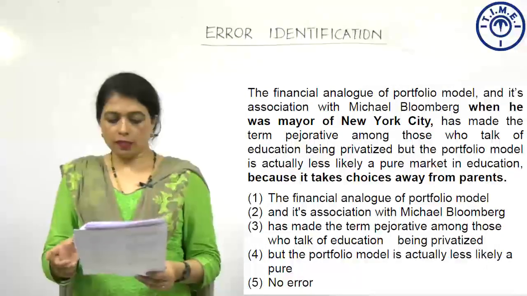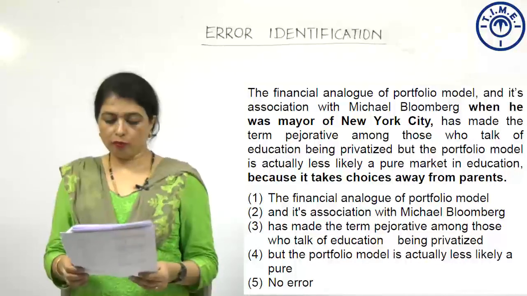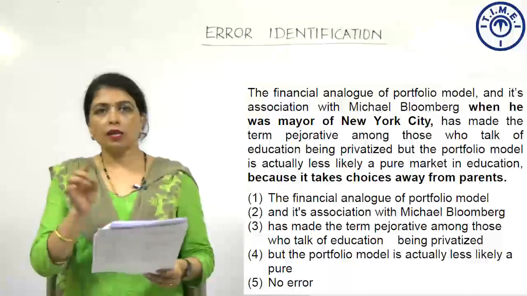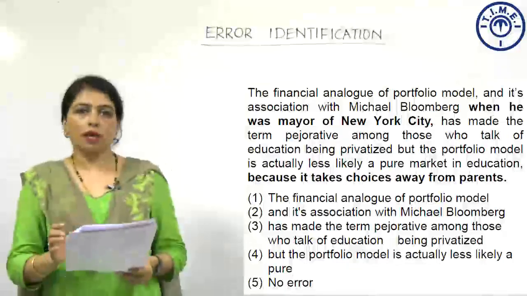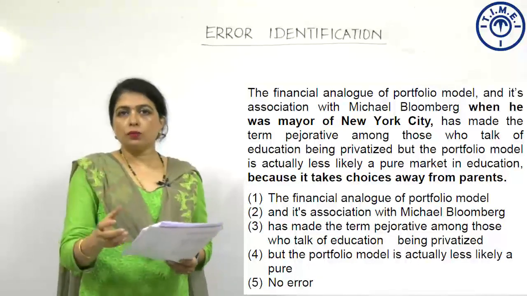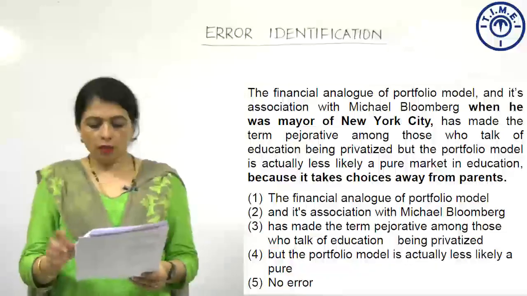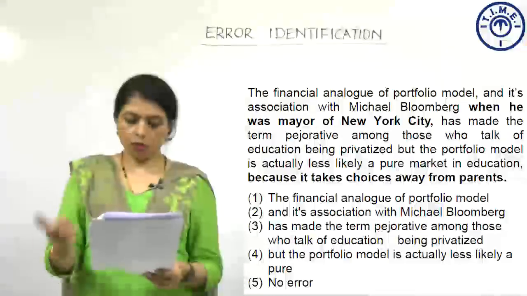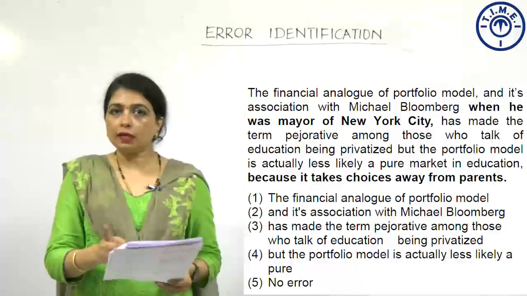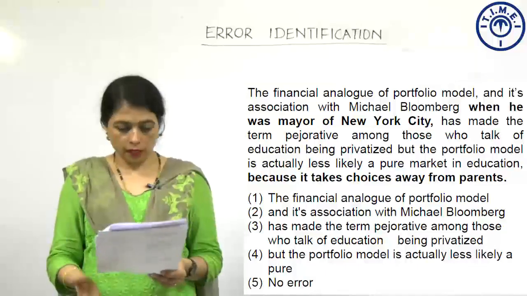The first part says "the financial analog of portfolio model." Now, financial analog is an incorrect collocation. We have the term as financial analogy because that's what's been mentioned here. So the word analog needs to be changed to analogy. That means part A cannot be your answer choice because it has an error.